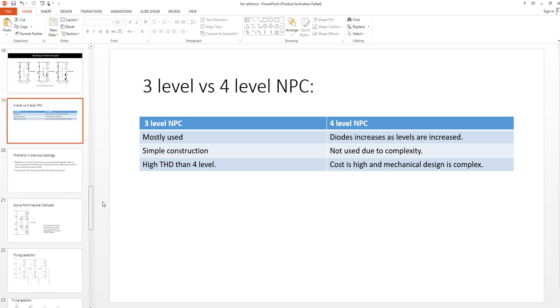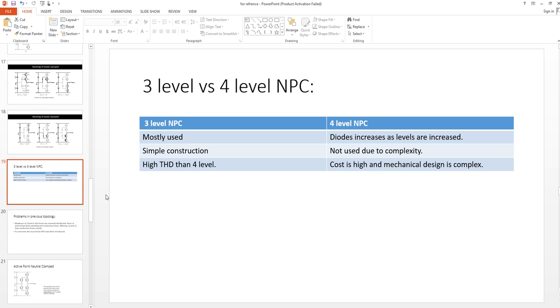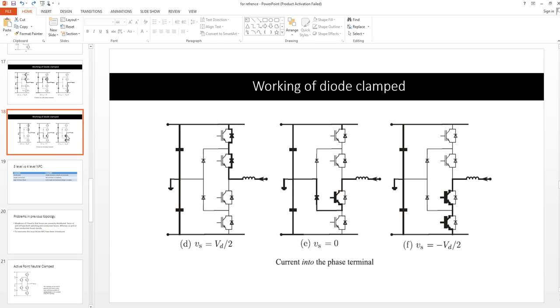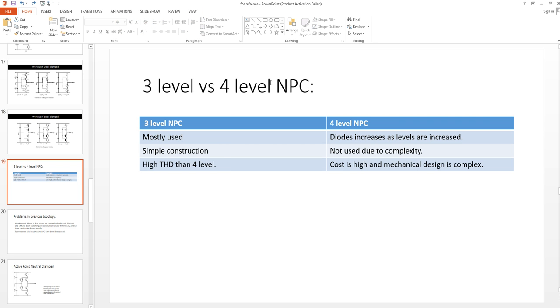This is basically a comparison of 3 level and 4 level converters. This is not neutral point clamp, but a diode clamped. This must be diode clamped. Okay, it was right. This is the neutral point clamped or diode clamped. Both are the same. NPC stands for neutral point clamped.